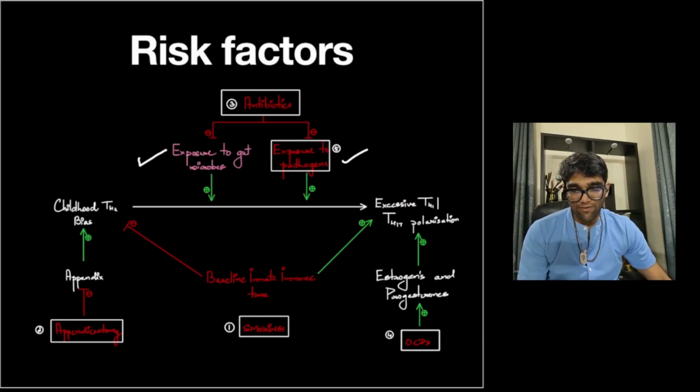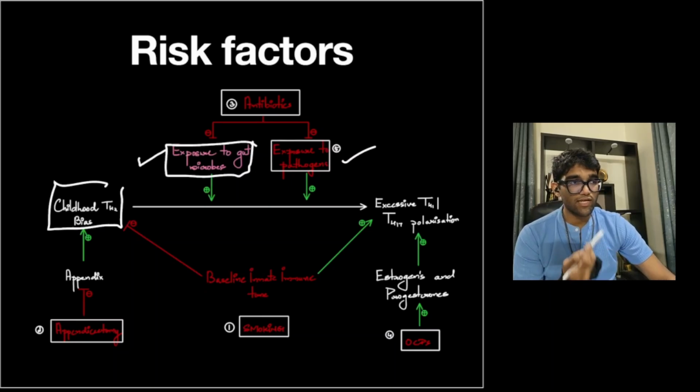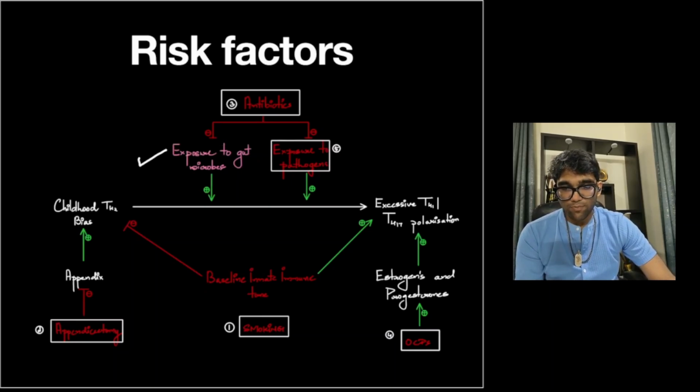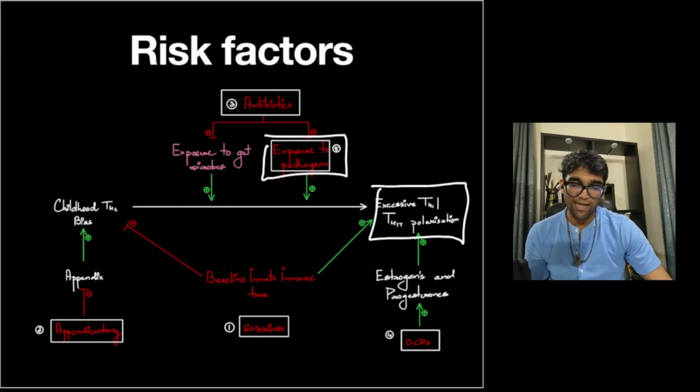If they kill off normal gut microbiota, as a result you will have a persistent Th2 bias, and therefore an increased risk of ulcerative colitis. Whereas if there is exposure to certain pathogens during early childhood, that theoretically can increase the risk of excessive Th1 or Th17 polarization, and that results in increased risk of Crohn's disease.